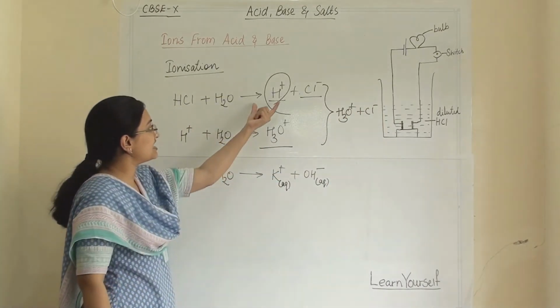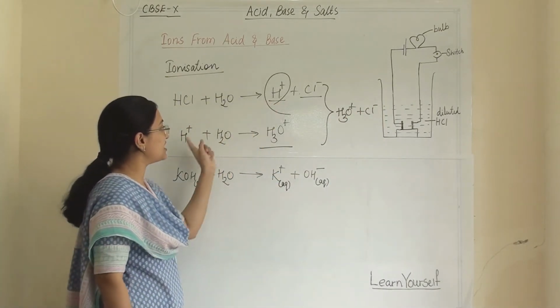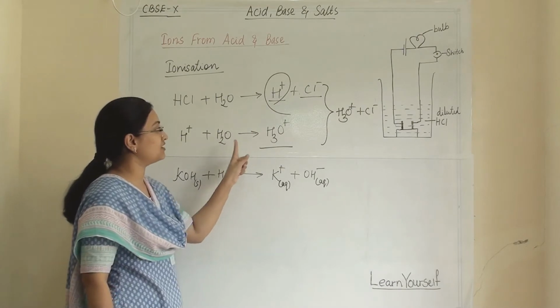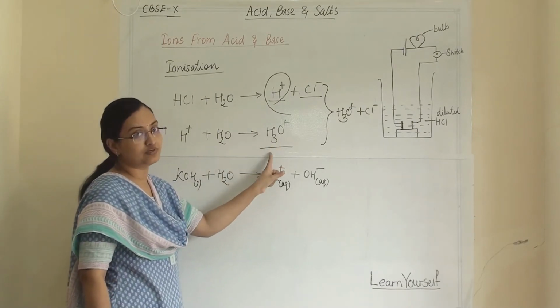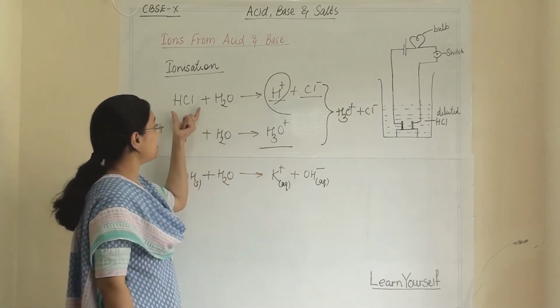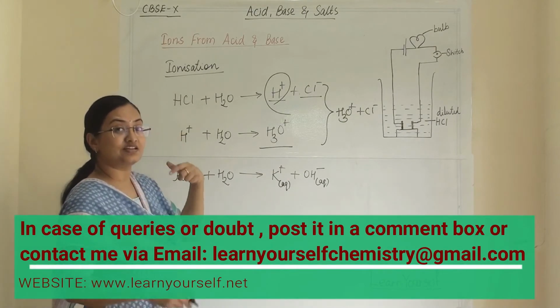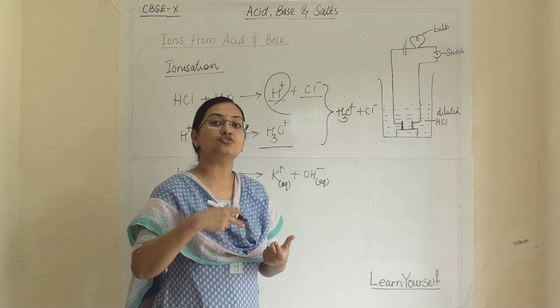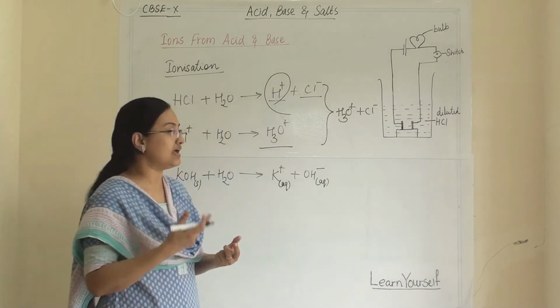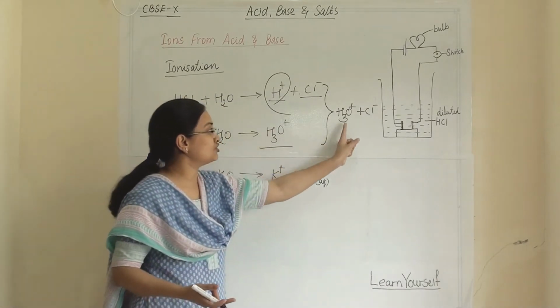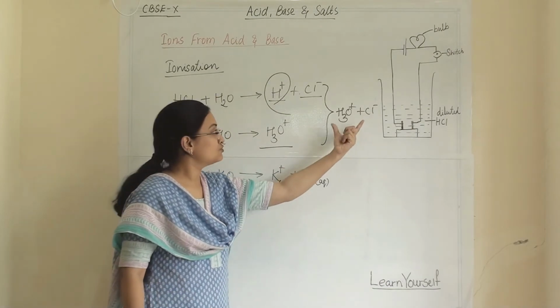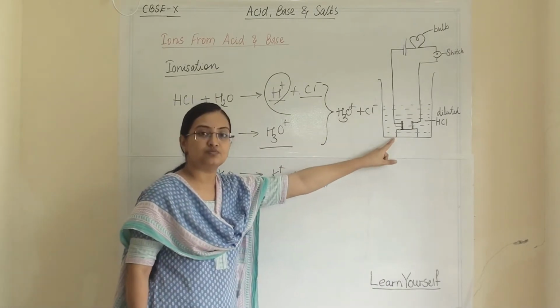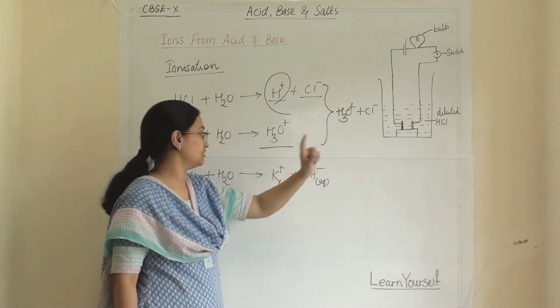In the earlier stage we will get H plus, but that H plus again reacts with water, and as a final product we will get the hydronium ion. So when hydrochloric acid is dissociated in water, when ionization of hydrochloric acid happens, we will get H3O plus and Cl minus. These two ions are responsible for the passage of electricity.